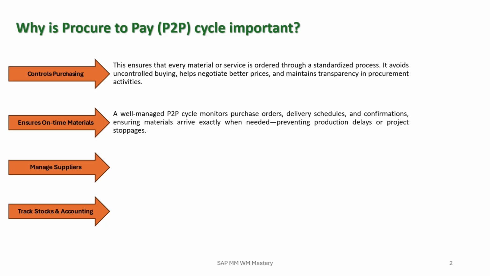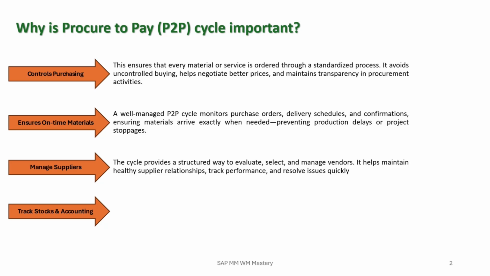The next point is that it ensures on-time materials. The Procure-to-Pay cycle helps monitor delivery schedules and confirmations, making sure materials arrive when required. This prevents production delay and ensures business continuity. And the next thing is managing suppliers. Through the Procure-to-Pay cycle, organizations can track vendor performance, manage supplier relationships, and address issues quickly. It promotes healthy and efficient vendor collaboration.